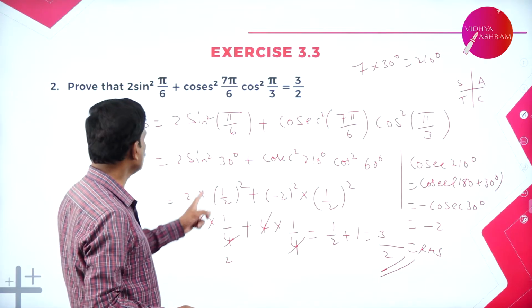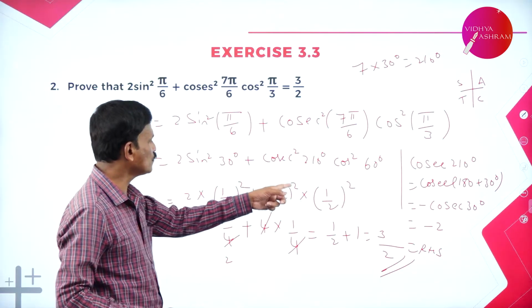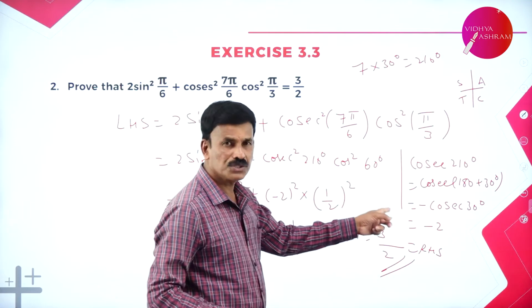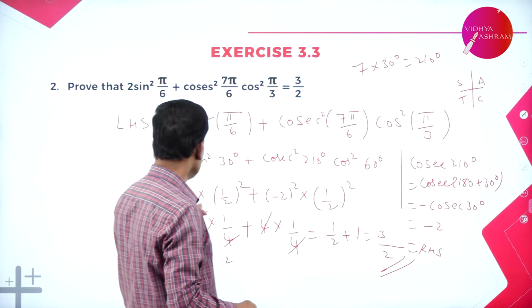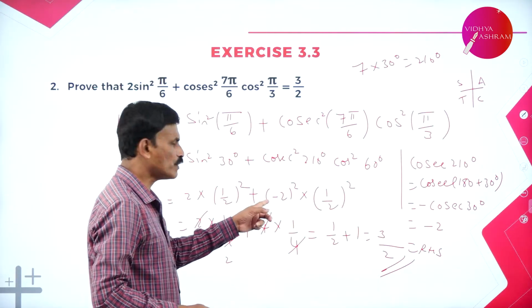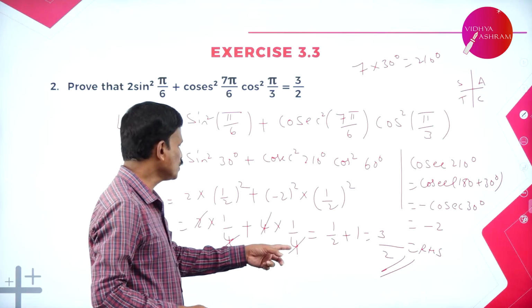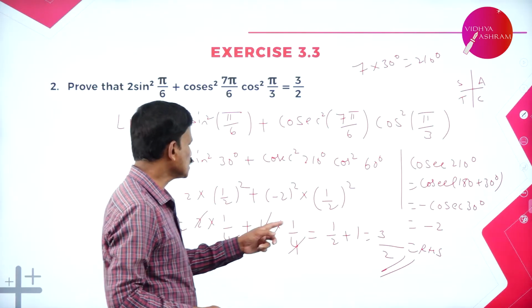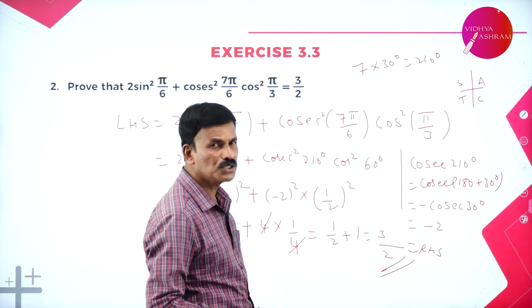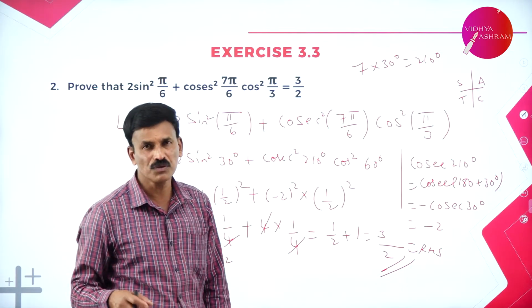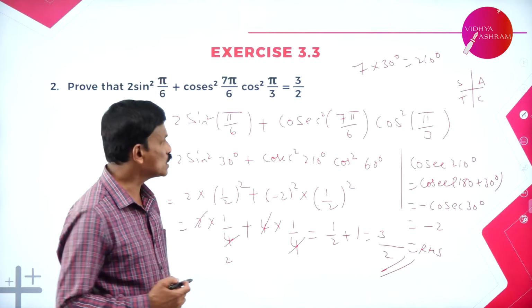So substitute here: 2 into sine 30, 1 by 2, cosecant of 210 is minus 2 whole square, into cosecant 60 is 1 by 2 whole square. 2 into 1 by 4 plus minus 2 square is 4 into 1 by 4. 4 gets cancelled, 2 twos get cancelled, 1 by 2 plus 1 is 3 by 2, which is the required answer. Hope you followed. Okay. Let us come to the next problem.